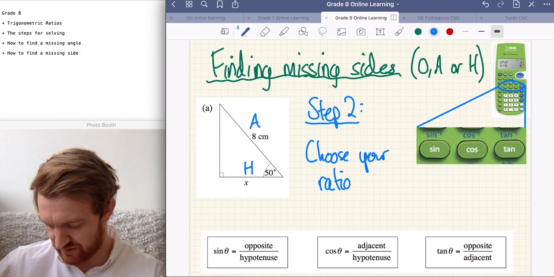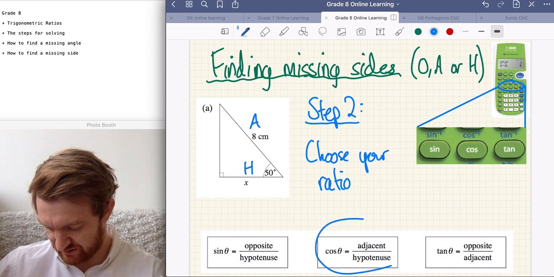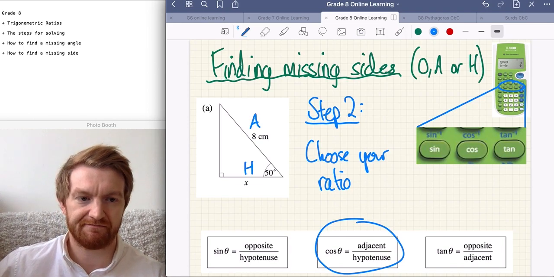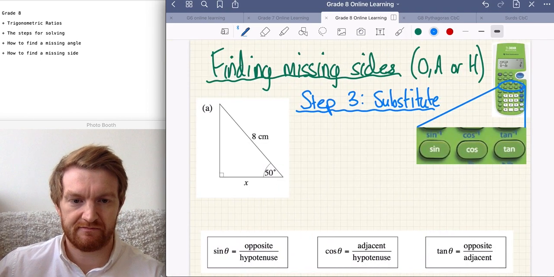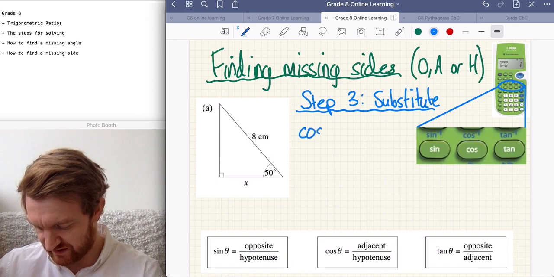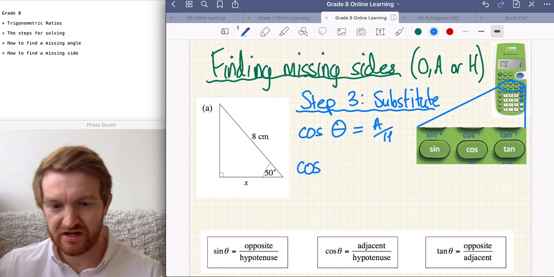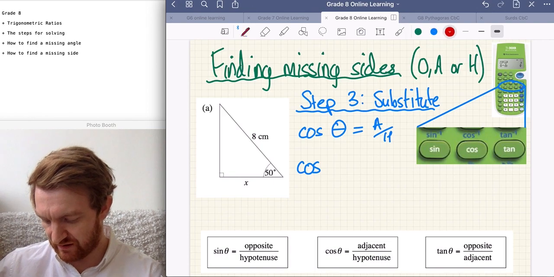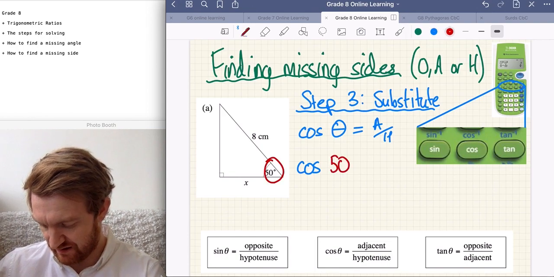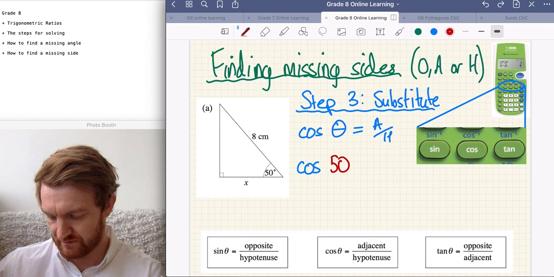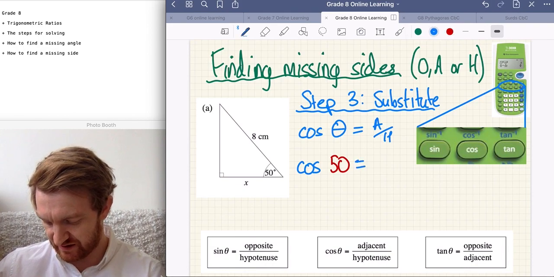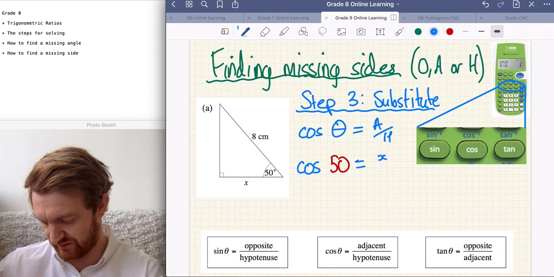We choose our ratio. Well, this one's A and H, so we're going to use cosine. Next thing, substitute. We've got cosine of the angle is equal to A over H. But this time, we actually know the angle. Instead of just putting theta, we can actually say, well, it's 50 degrees. So cosine, we know the adjacent, well, we don't know what it is. It's just x. That's this one here, isn't it? But we do know that the hypotenuse is 8 centimeters.